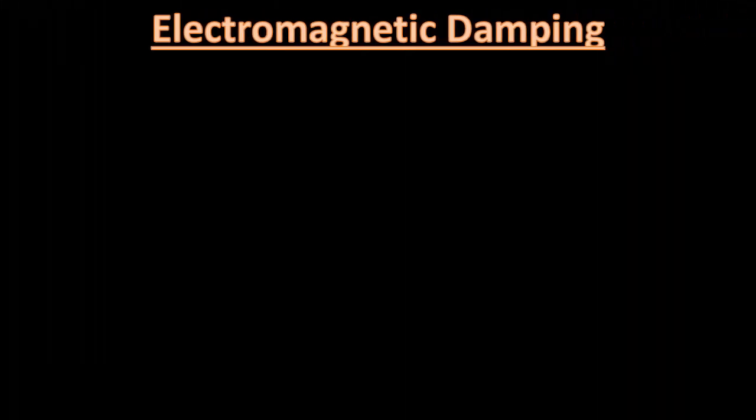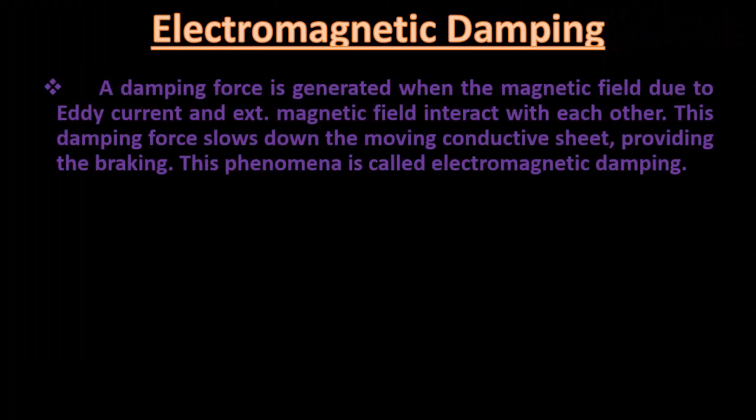Here we summarize the electromagnetic damping as follows. A damping force is generated when the magnetic field due to eddy currents and the external magnetic field interact with each other. This damping force slows down the moving conductive sheet, providing the braking. This phenomenon is called electromagnetic damping.